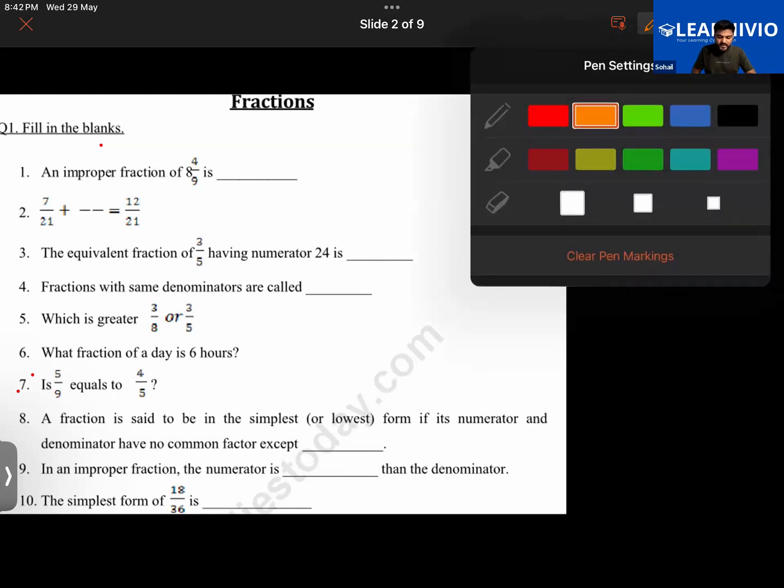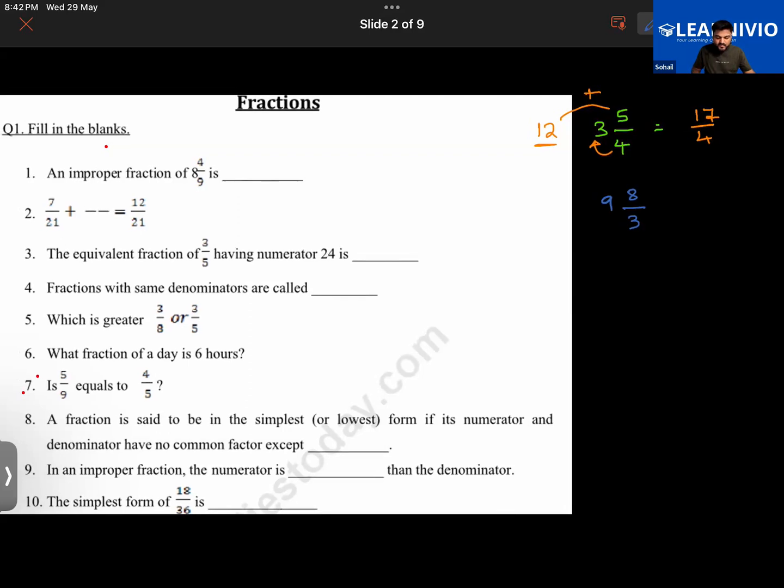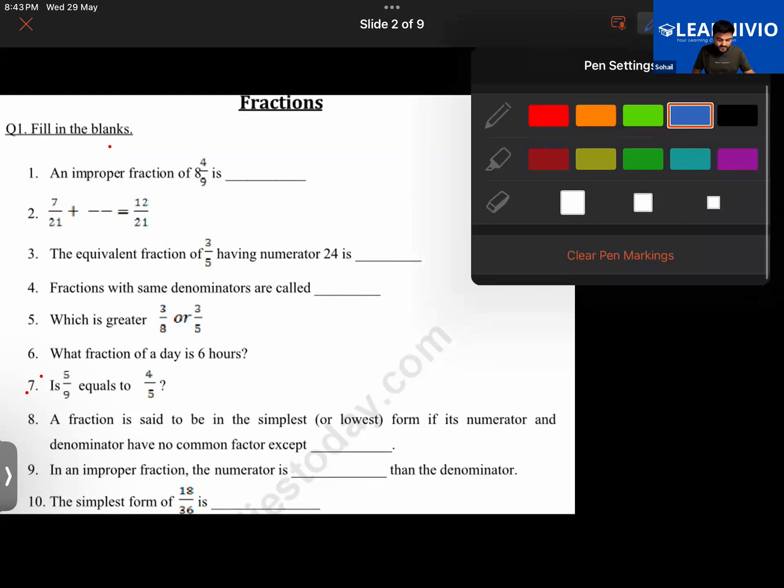Right. Now we can do it for some other values. For example, 9 and 8 upon 3. How do you convert this into an improper fraction? Multiply 3 times 9, which is 27, and add the numerator 8. So it will be 35 upon 3. Got it now. Good.